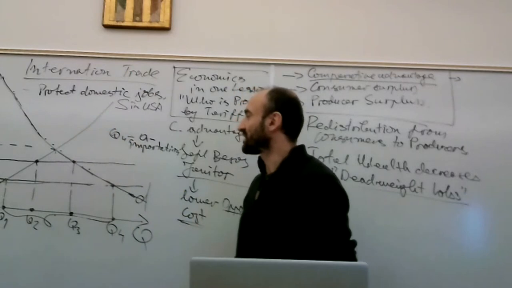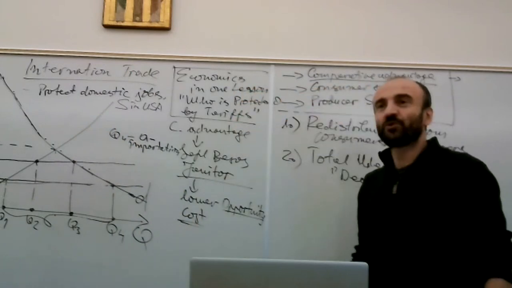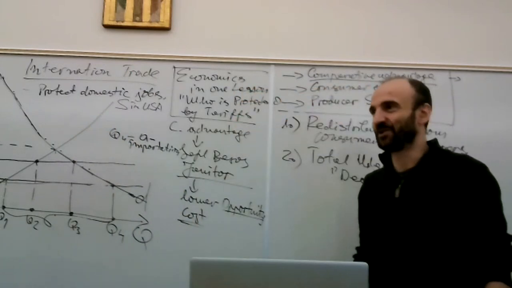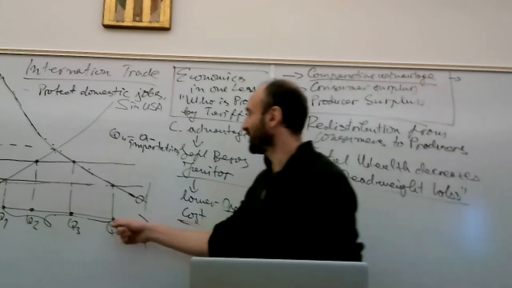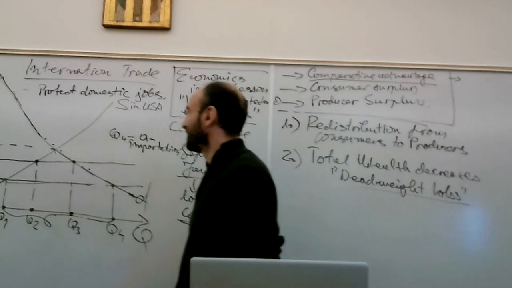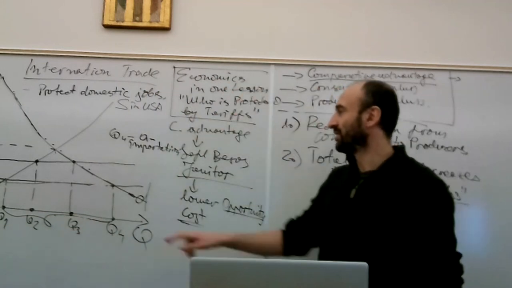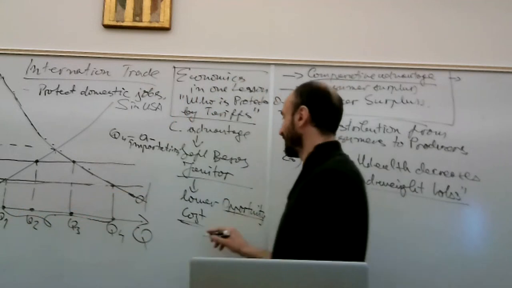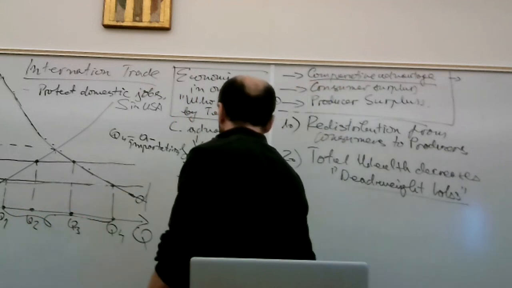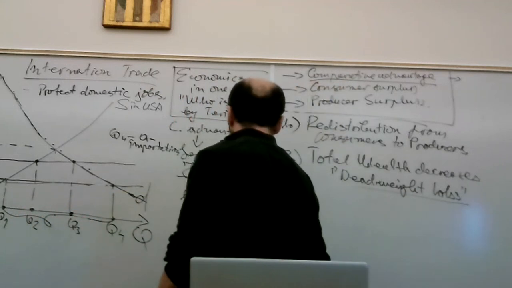That's expected. The first law of supply, the higher the price, the higher the quantity supplied by domestic firms. All pretty much expected. What happened to the importation? The imported quantity of steel. It used to be quantity 4 minus quantity 1. What is it now? Quantity 3 minus quantity 2. So it shrank to only this. That's the value of imports.